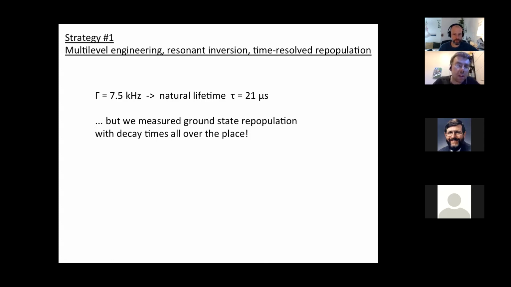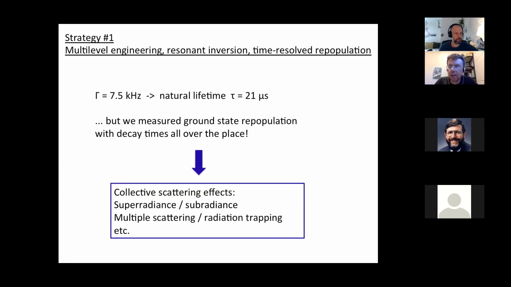And we did this experiment in the setting I just described, and nevertheless we saw any lifetime we wanted. Sometimes it was very sensitive to some parameters, like the ratio of the 9.5 and 7.5 manifold occupation. Sometimes you could go to very high temperatures, wouldn't change anything. So clearly there's more going on than the simple picture I just described.